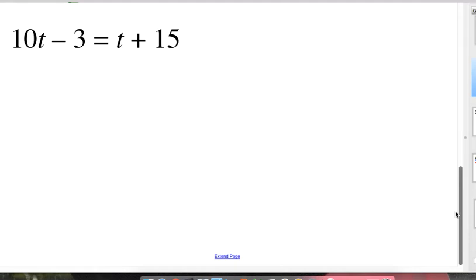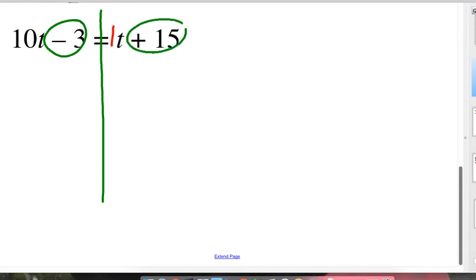Here we go. 10t minus 3 equals 1t plus 15. All right? Constants. Look at your plain old numbers. I see a minus 3 and I see a plus 15 and somebody's got to go. I'm going to move the 3 over to the other side.